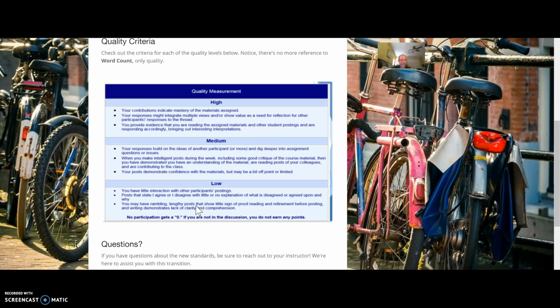So if you look at this, take a good look at the quality measurements here. I paused for you, let you see it. If you have any questions, let me know. But I really wanted to get this out to you guys.